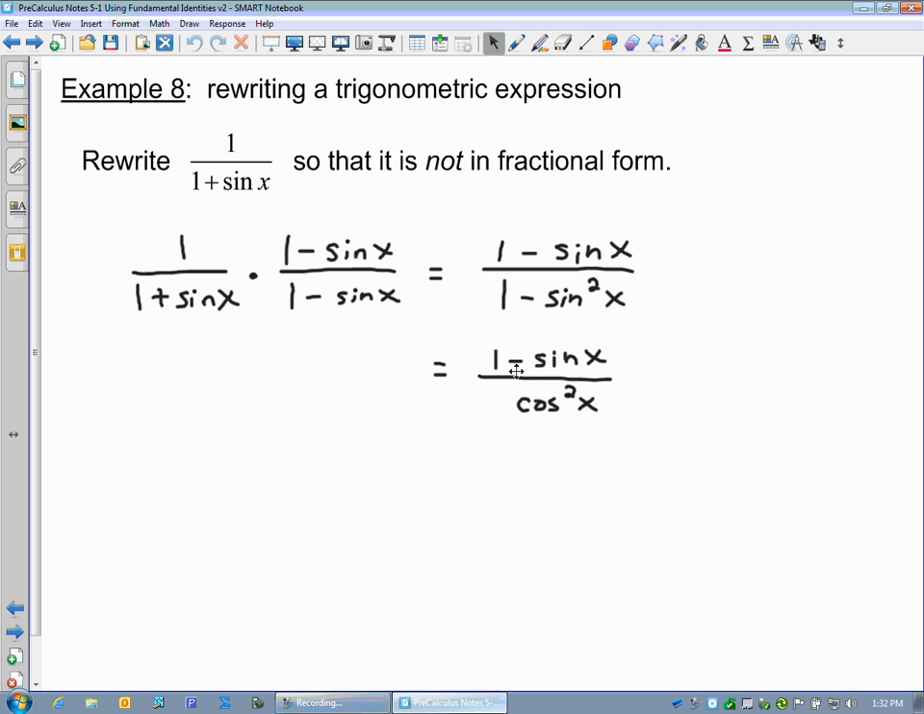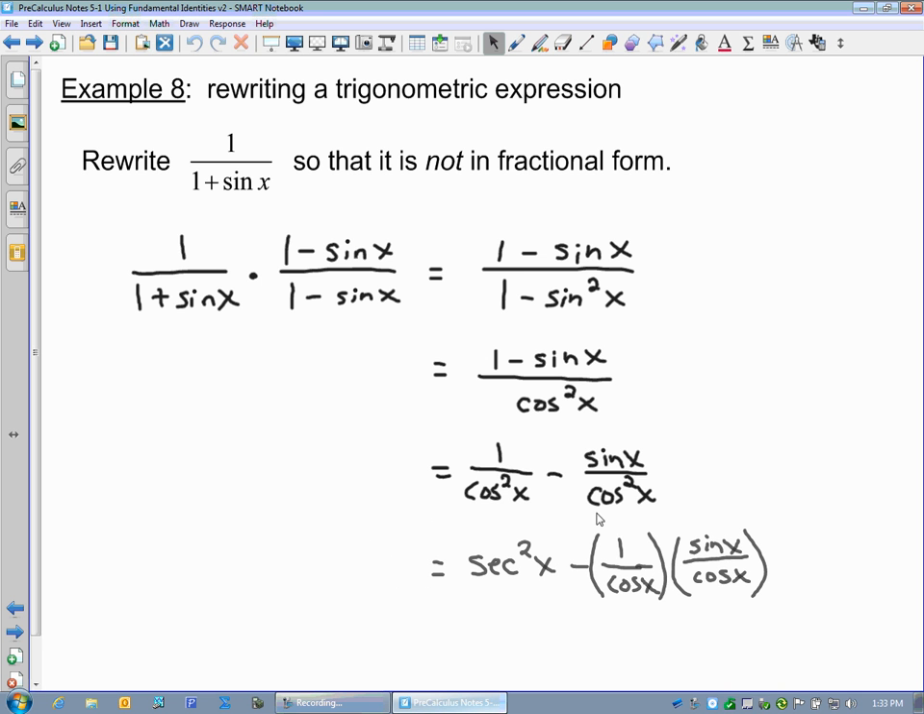And then we can break this up, because we want to get rid of the fact that we have any fractions, so we want to break it up so we can rewrite them. This would become 1 over cosine squared minus sine over cosine squared. Now the first one's easy to rewrite as secant squared. And the second one, we're actually going to break up a little bit differently. This is not the only way to break it up, but I chose to break it up as 1 over cosine times sine over cosine.